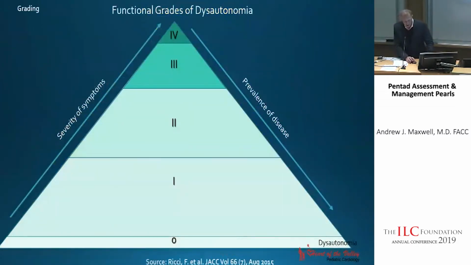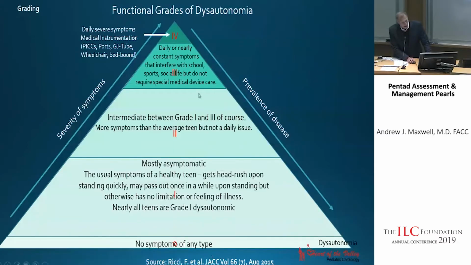Okay, so yesterday I touched on this idea of functional grades of dysautonomia, and I find this very, very helpful in really categorizing patients to decide how much workup they're going to need and how much therapy they're going to need. And so there's a system that follows very closely with the New York Heart Association grading for congestive heart failure. And the idea here is that it's 0 to 4 as far as the functional grades. 0 is no symptoms at all.